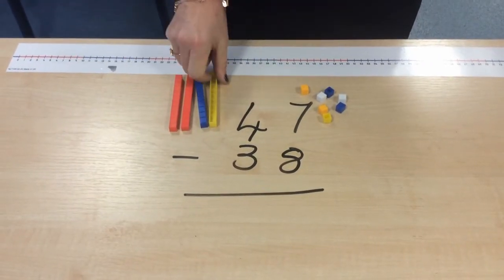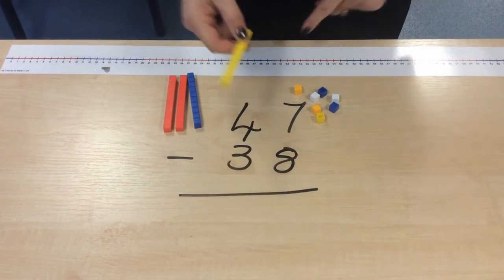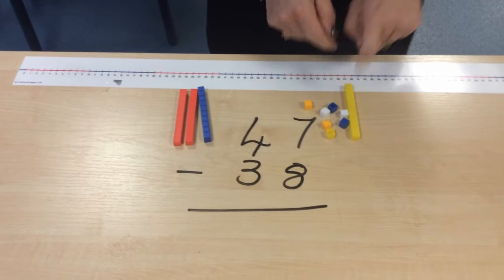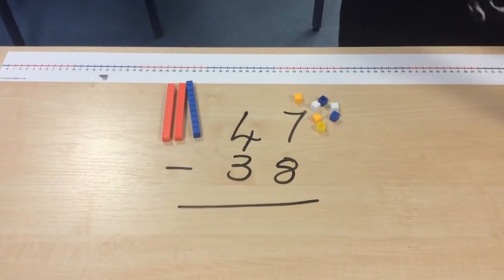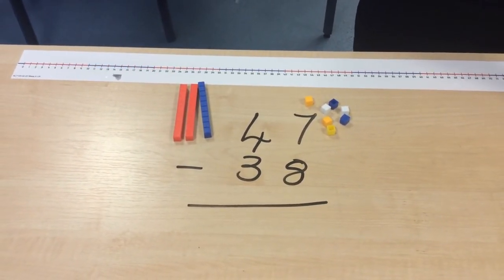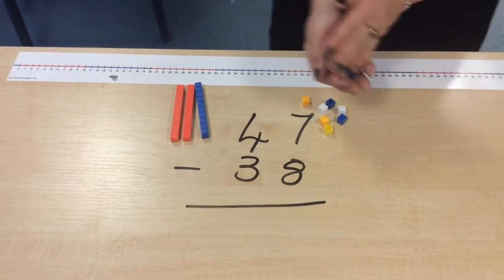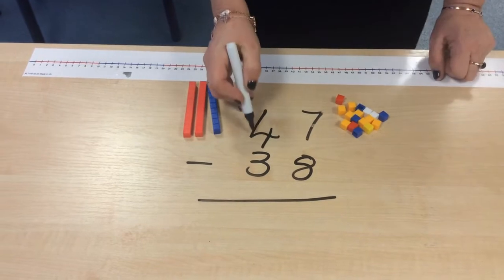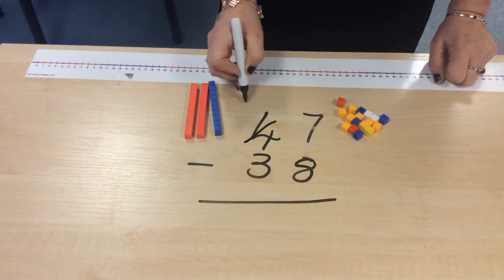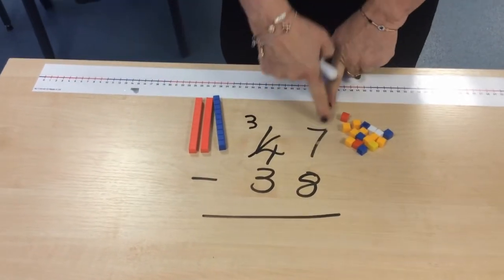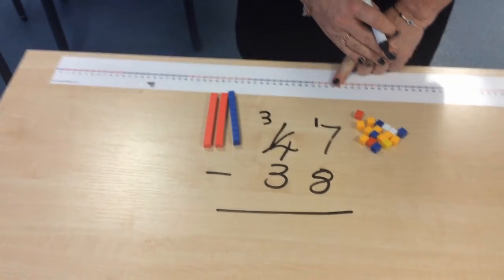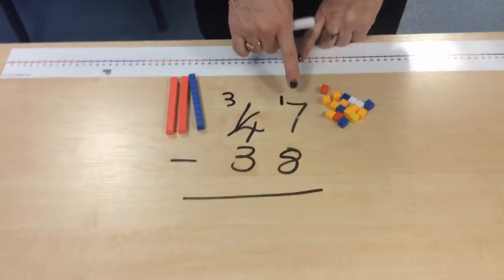Right, let's exchange the 1 ten and move it over into the units. Let's change it into units. 2, 4, 6, 8, 10. So it's still the same amount. I have not got 4 tens. I now have 3 tens. I don't just have 7. I have 17.